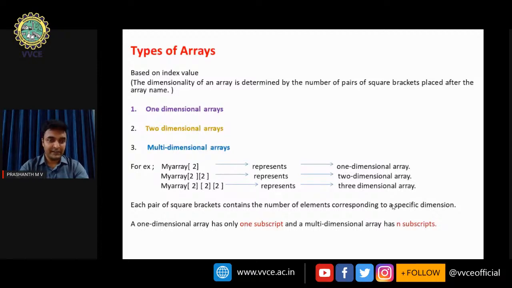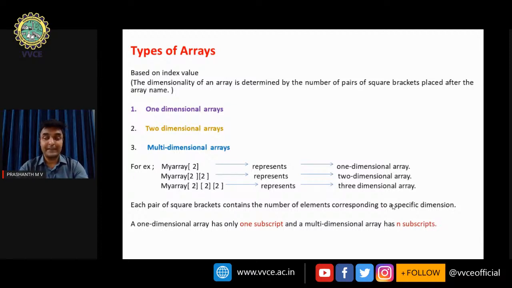For example, in the given example, my first one, array of 2, represents a one-dimensional array because there is only one subscript value. Then my array of 2 of 2 represents the two-dimensional array because there are 2 subscript values. Similarly, the last one, where I'm using more than 2, which will be 3, 4, 5 or whatever it is, represents three-dimensional or multi-dimensional like that. Clear? So these are the types of arrays we have.